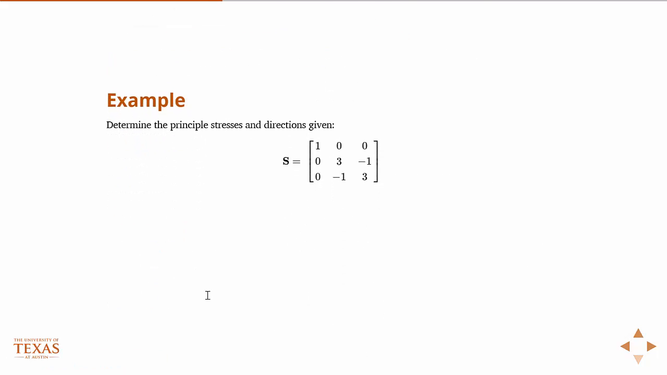Okay, so we'll work an example. We're going to solve for the eigenvalues and eigenvectors of this matrix, and we're going to use some of those tools we learned in linear algebra. Namely, this idea of the determinant, initially, and then this row operations manipulation. So how do I solve for the eigenvalues of S? Keep in mind that we're also solving for the principal stresses of S.